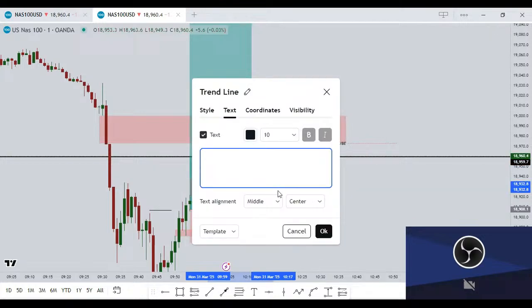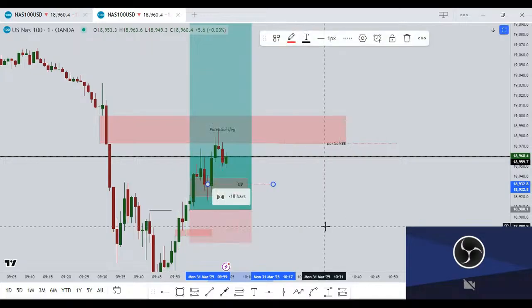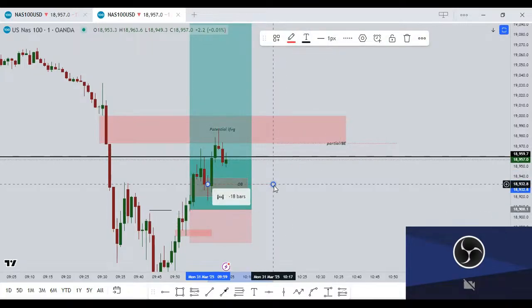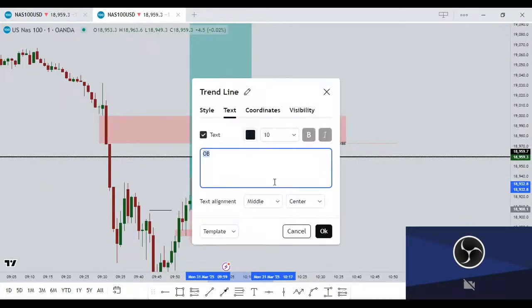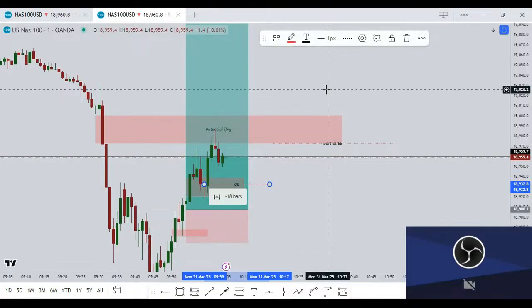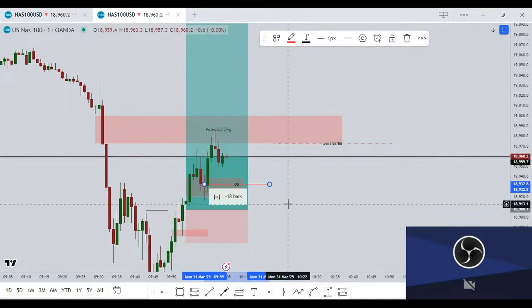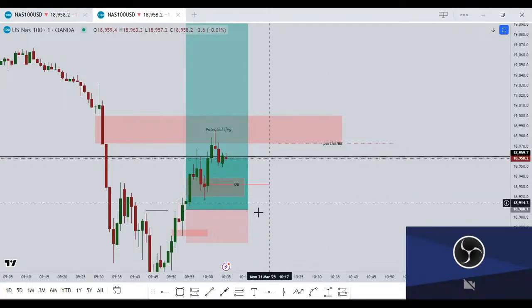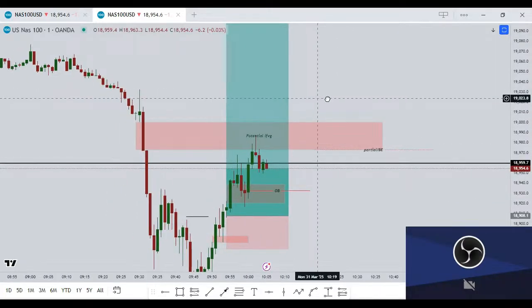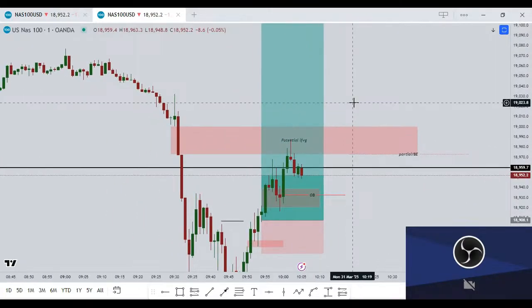So we have this order block. Let me see. We have this OB. I don't want to see the market breaking this order block. If it does, then definitely they will come for the break even. But for now, it is zero risk per trade. You don't have any risks because you already took partial and set break even.